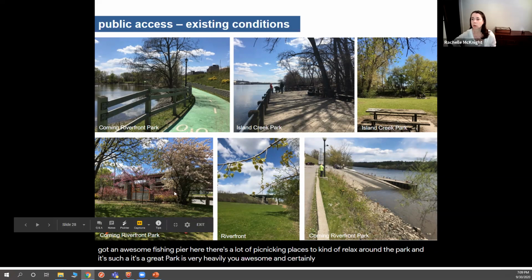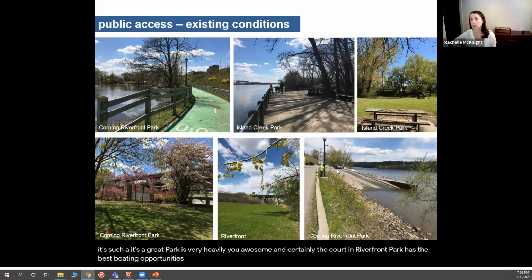And certainly the Corning Riverfront Park has the best boating opportunities. You can launch your kayak in here. There's kayak rentals. There's boating opportunities galore at Corning Riverfront Park, not so much at some of the other places. And certainly Corning Riverfront Park has most of that manicured parkland aesthetic.